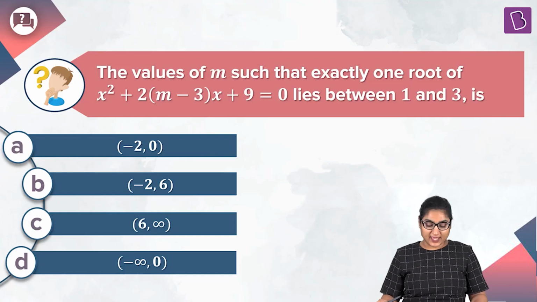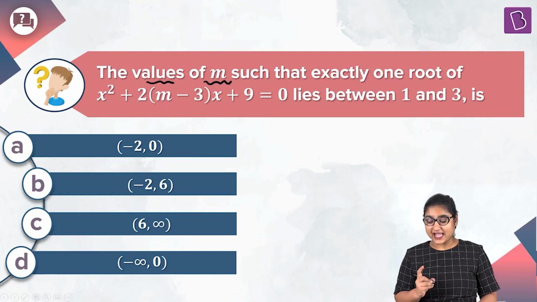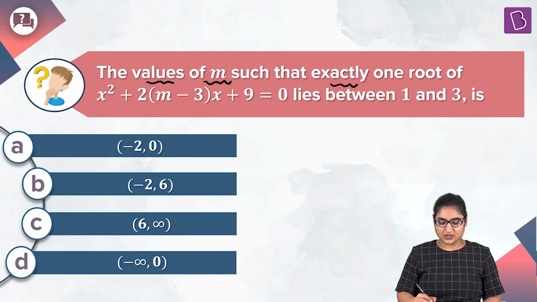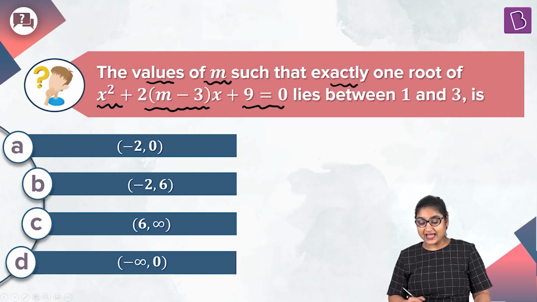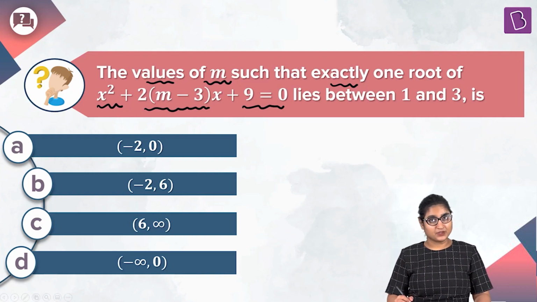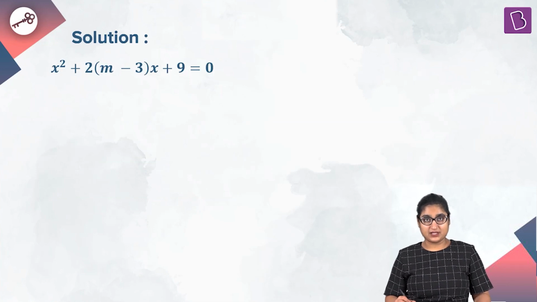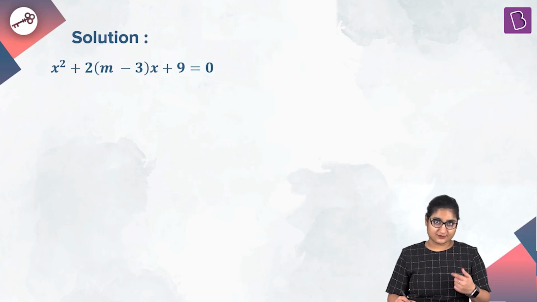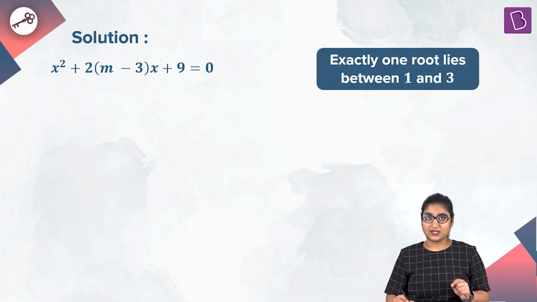So in this question, we have to find out the values of m such that exactly one root of the equation x square plus 2 times m minus 3 times x plus 9 equal to 0 lies between 1 and 3. All right. So this is the quadratic equation given to us in the question, and we have to find out the values of m for which exactly one root lies between 1 and 3.